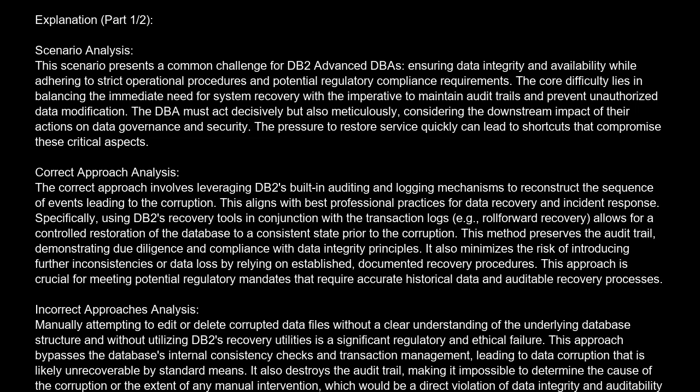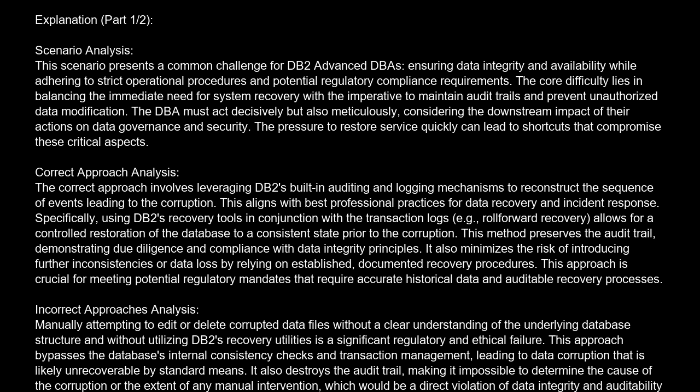The correct answer is B. Utilize DB2 roll-forward recovery mechanism, applying transaction logs to the most recent consistent point before the corruption, while meticulously documenting each step and the findings from log analysis. Explanation. Scenario analysis. This scenario presents a common challenge for DB2 advanced DBAs, ensuring data integrity and availability while adhering to strict operational procedures and potential regulatory compliance requirements.